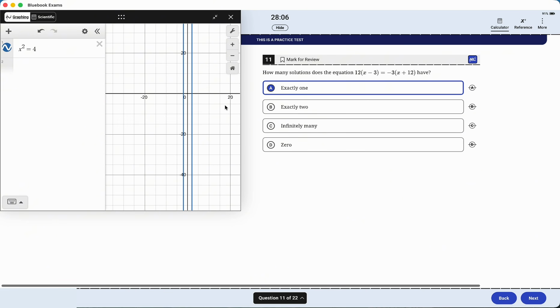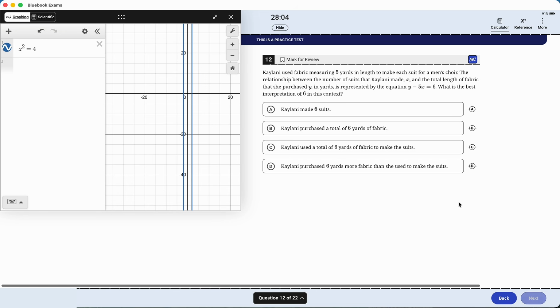So the amount of lines is the amount of solutions. So that's it. Next one here, Kailani used fabric measuring 5 yards in length to make each suit for a men's choir. The relationship between the number of suits that Kailani made, X, and the total length of fabric she purchased, Y, is represented by this equation. What is the best interpretation of 6?